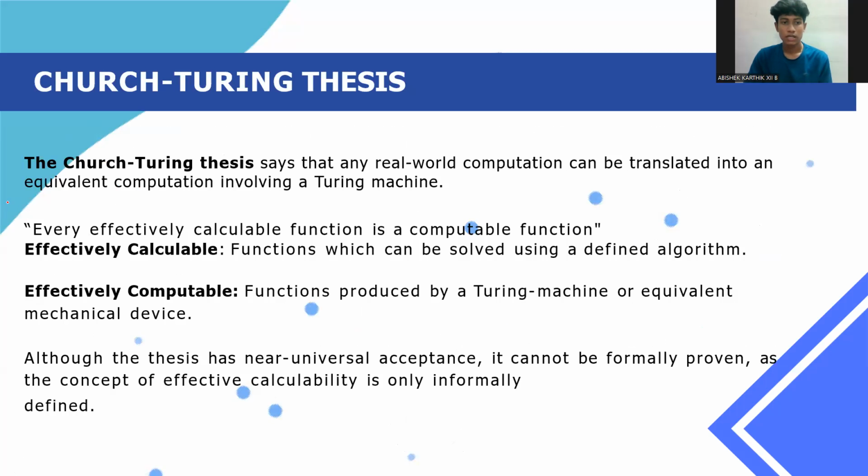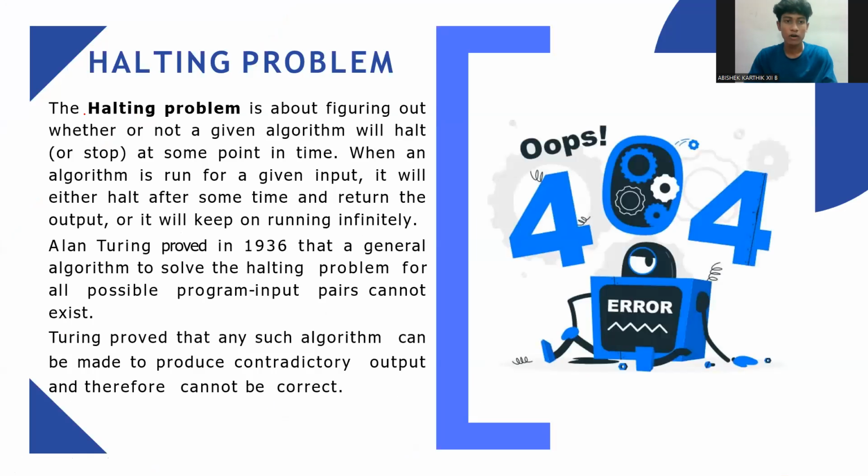The Church-Turing thesis. The Church-Turing thesis says that any real-world computation can be translated into an equivalent computation involving a Turing machine. Every effectively calculable function is a computable function. Effectively calculable function means functions which can be solved using a defined algorithm. Effectively computable means functions produced by a Turing machine or equivalent mechanical device. Although the thesis has near universal acceptance, it cannot be formally proven as the concept of effective calculability is only informally defined.